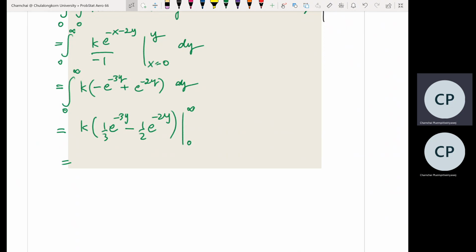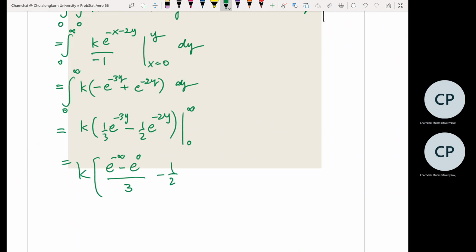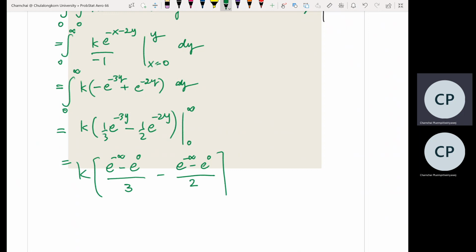What is e to the negative infinity? 0. Okay, it's e to the negative infinity minus e to the 0 over 3, right? And then minus 1/2, this is also e to the infinity, right? Okay, e to the negative infinity minus e to the 0 over 2. Okay, so e to the negative infinity is 0.